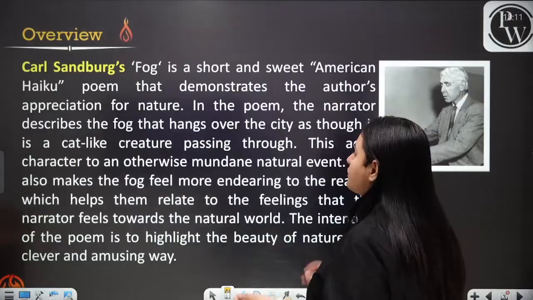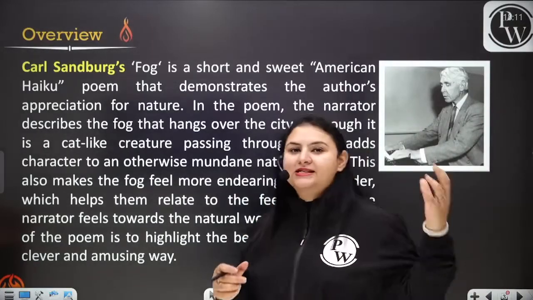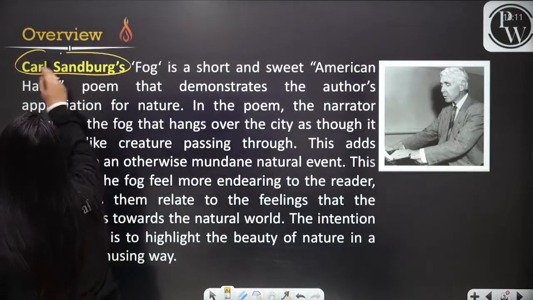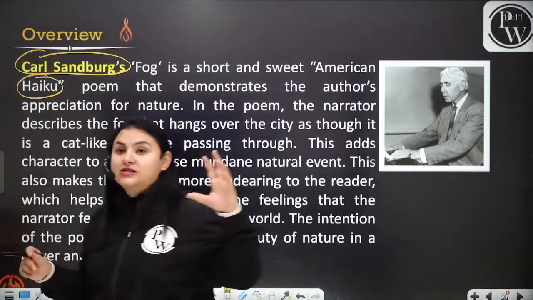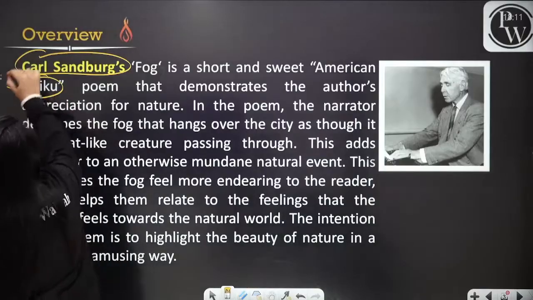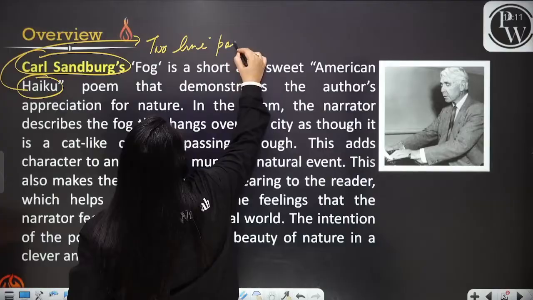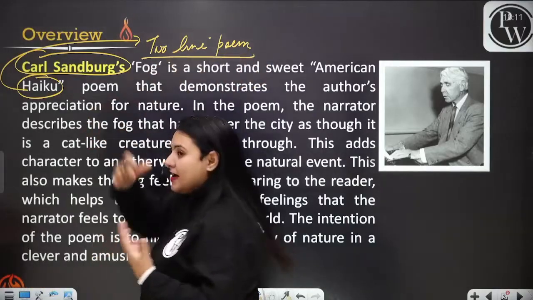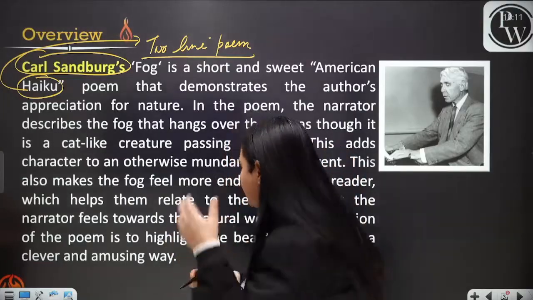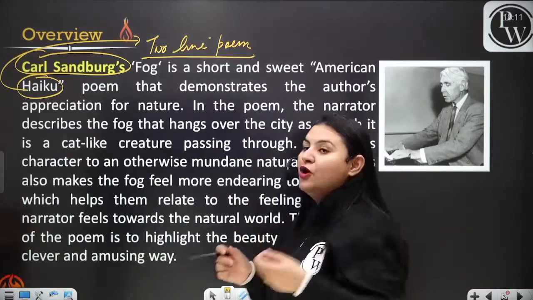Now Carl Sandburg's Fog is a short and sweet American haiku poem. The first thing, the name of the poet: the name of the poet is Carl Sandburg, and this is a haiku poem. What's a haiku poem? A haiku poem means a two-line poem. It has 5 lines, but if you look at the full stops, there are only 2 sentences. So it's a 2-sentence poem that demonstrates the author's appreciation for nature.